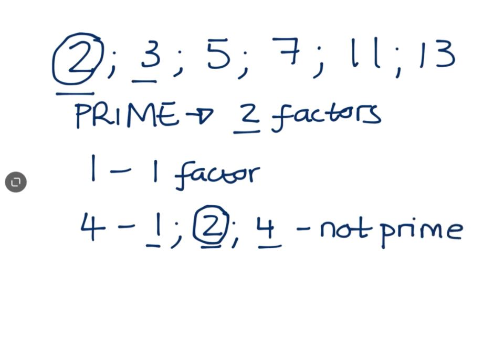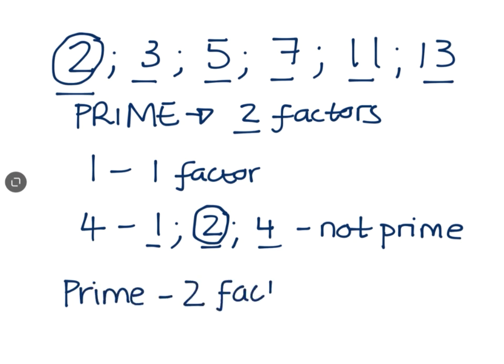The number 3 is a prime number because only 1 and 3 fit into 3. The number 5 is a prime number because only 5 and 1 fit into 5. And it's the same for 7, 11, and 13. Only itself and 1 fit into those particular numbers. So a prime number has 2 factors, 1 and itself.